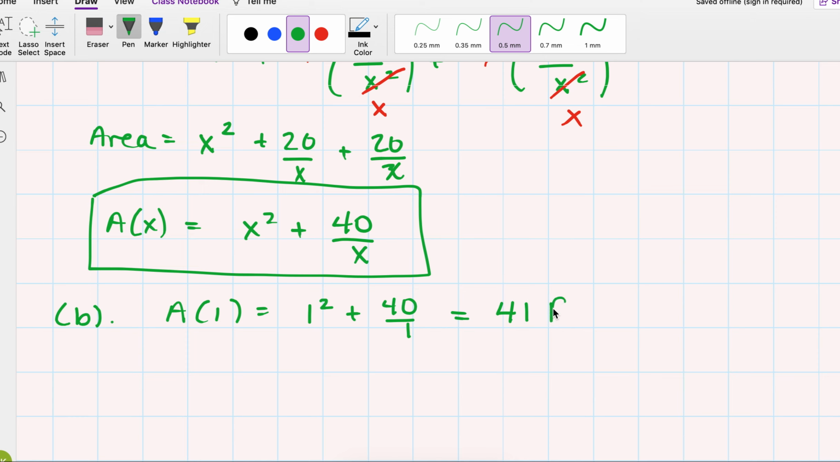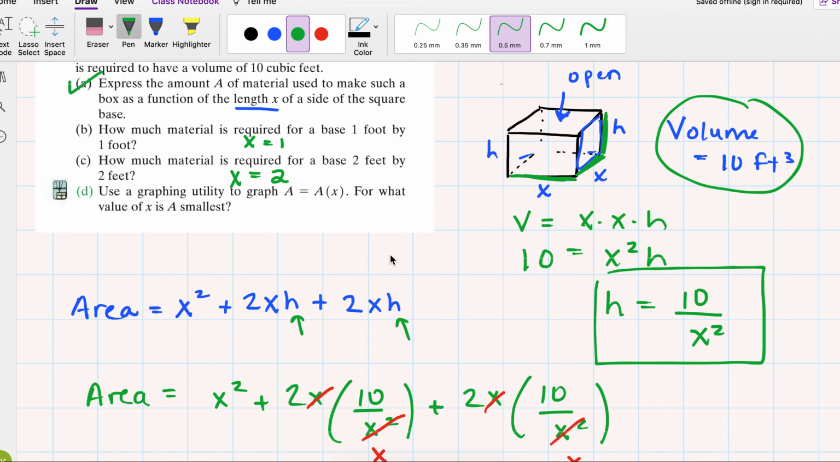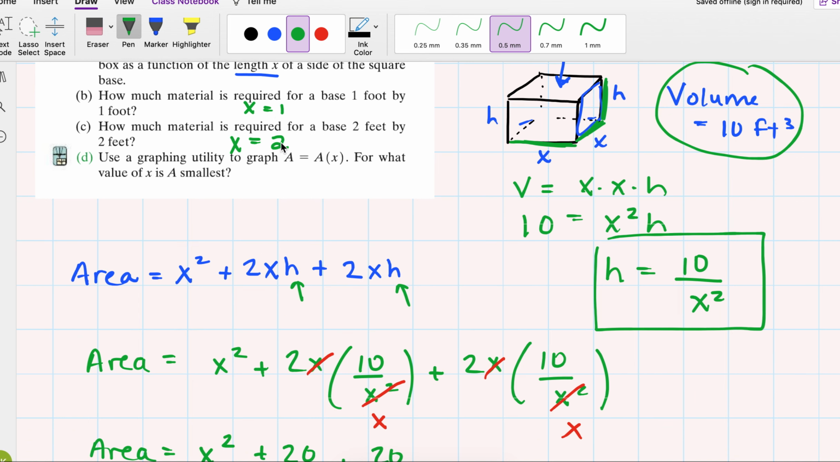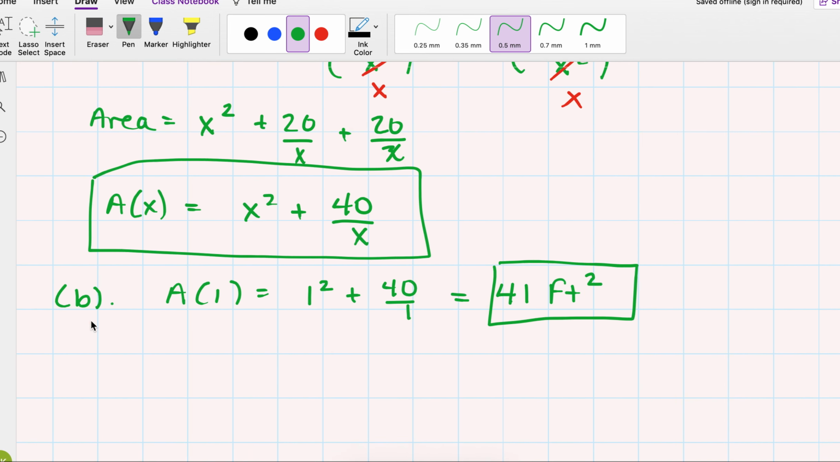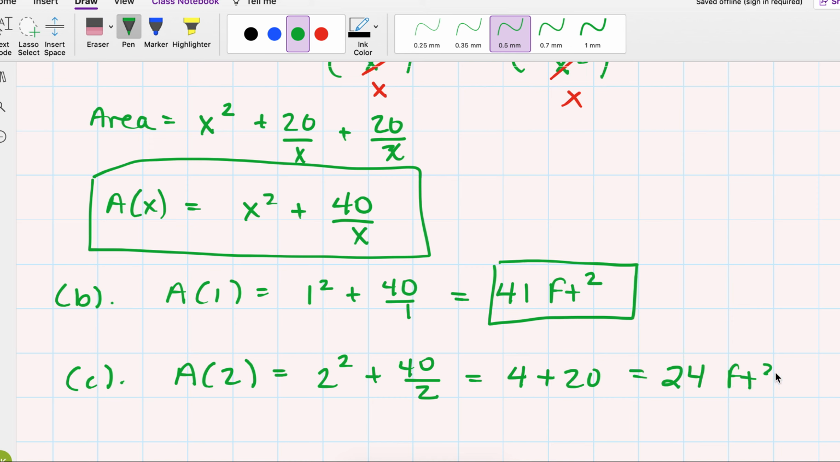So we would need 41 feet squared, because area is always measured in the units squared, and the units here happen to be feet. Notice that we're dealing with feet here. And then for a base that is 2 feet by 2 feet, so for part C, we're going to plug in 2 into our area formula, which is 2 squared plus 40 over 2, which is 4 plus 20, which is 24 feet squared.